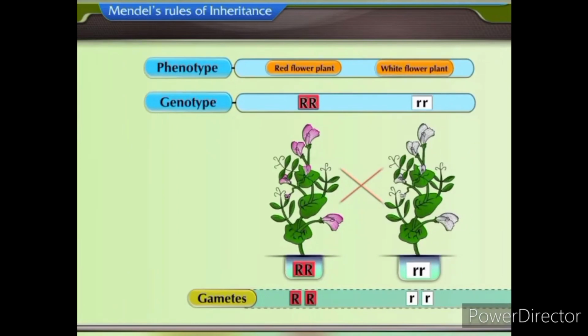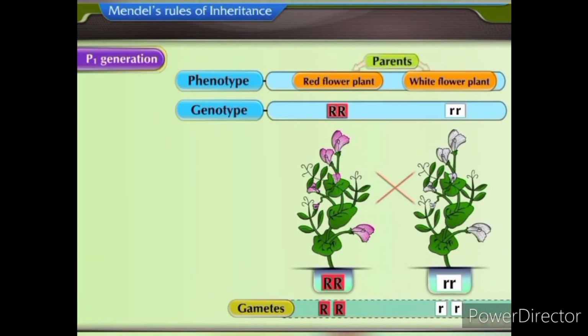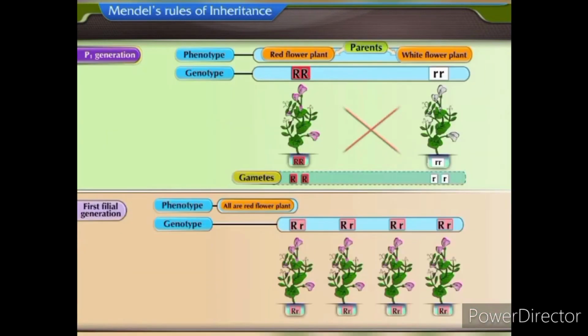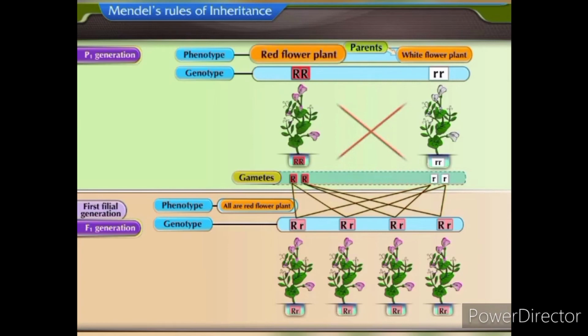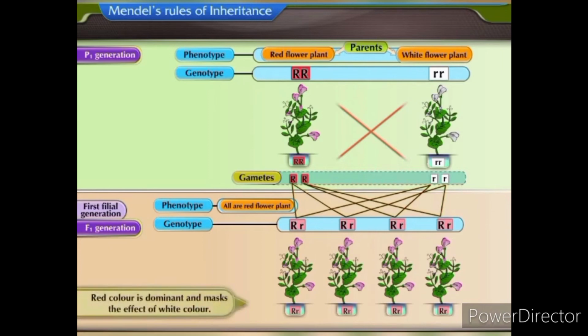The generation of offspring produced by P1 generation of parents is called the first filial generation or F1 generation, and the new form of offspring resulting from a cross or breeding are called hybrids. Thus, phenotypically, when a white-flowered parent P1 plant is cross-pollinated with a red-flowered parent plant, the first filial generation F1 generation produces plants with red-colored flowers. Red coloration is dominant and masks the effect of white coloration.